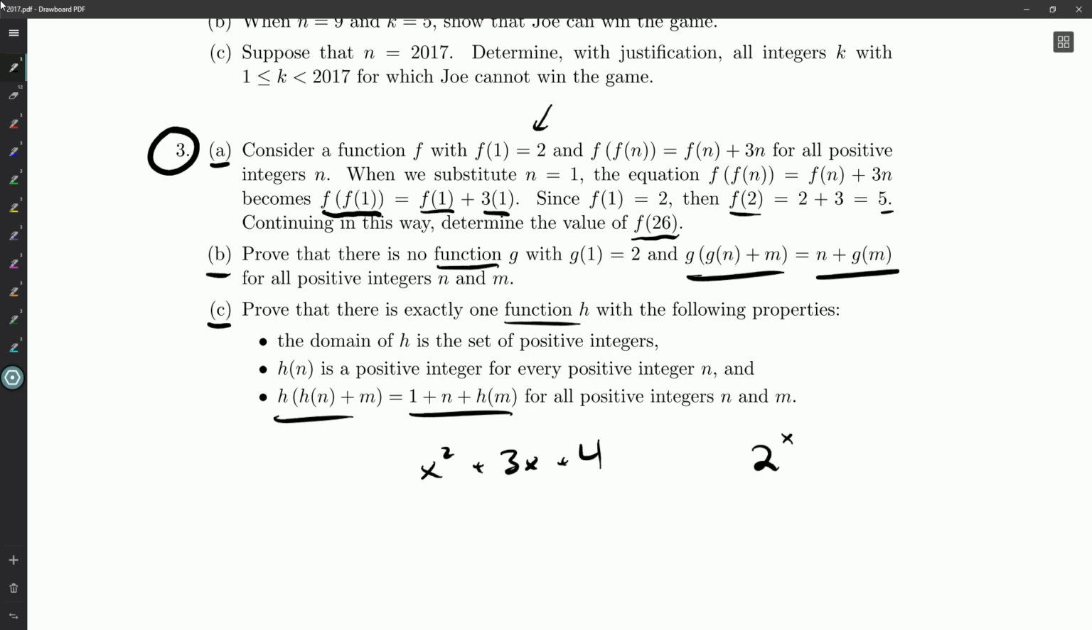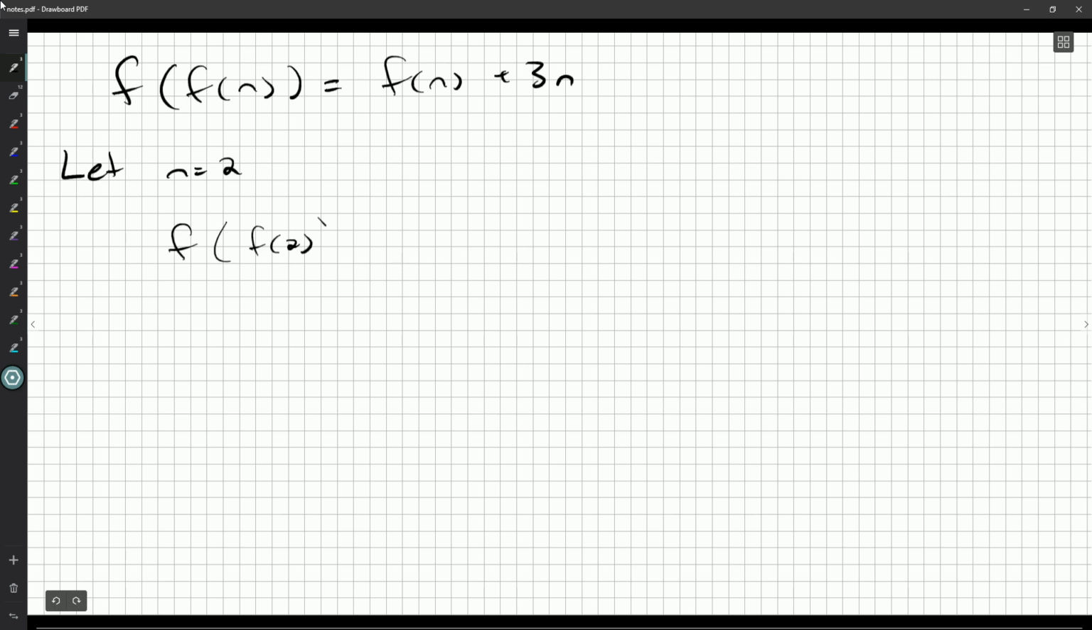So let's dive into this one with part A. How can we work out f of 26? Well, we really only know two things about our function: the property it satisfies, and that f of 1 is 2. And I guess now we've worked out that f of 2 is 5. So we really are limited. We don't know a whole lot. Just write down the property: f of n plus 3n. So what can we really do? Well, I don't know f of 3 or f of 4 or anything like that, but we can say something like, let n be 2, because I know f of 2. It's 5.